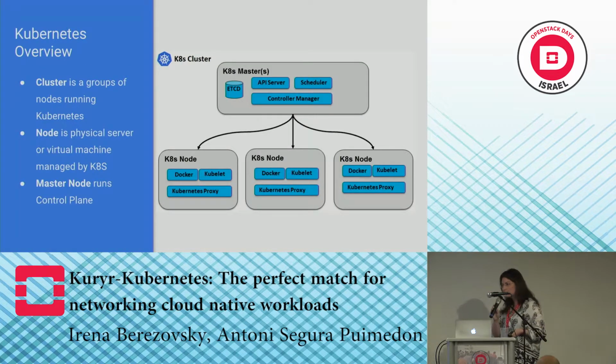For those who are not familiar with Kubernetes, I will provide a very, very high-level overview of Kubernetes in order to explain later what we map with Kuryr to the Neutron model. So basically, there is a cluster of nodes managed by Kubernetes. There are worker nodes, either physical or virtual servers, where the workloads are placed and running. There are master nodes where the control plane of Kubernetes is running.